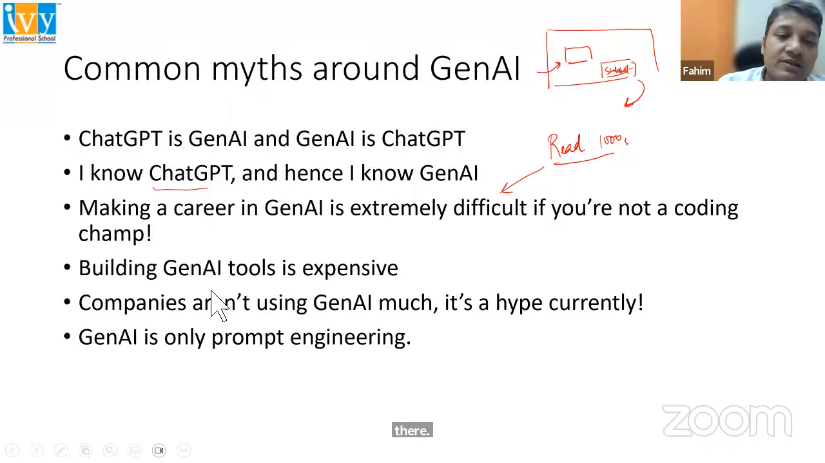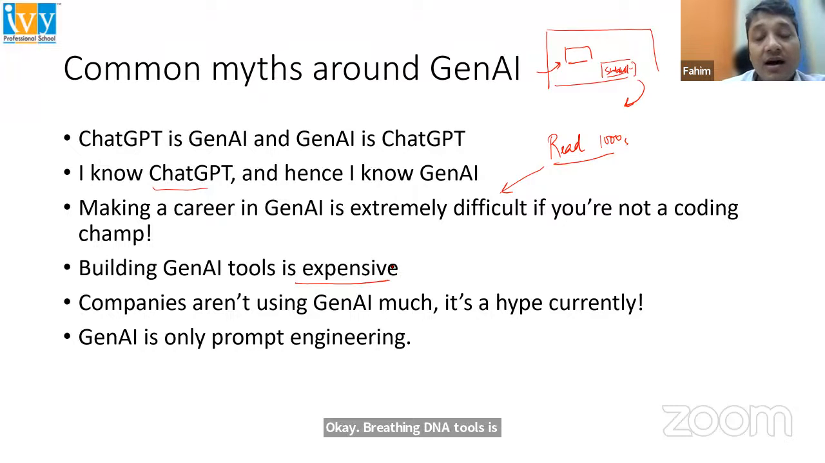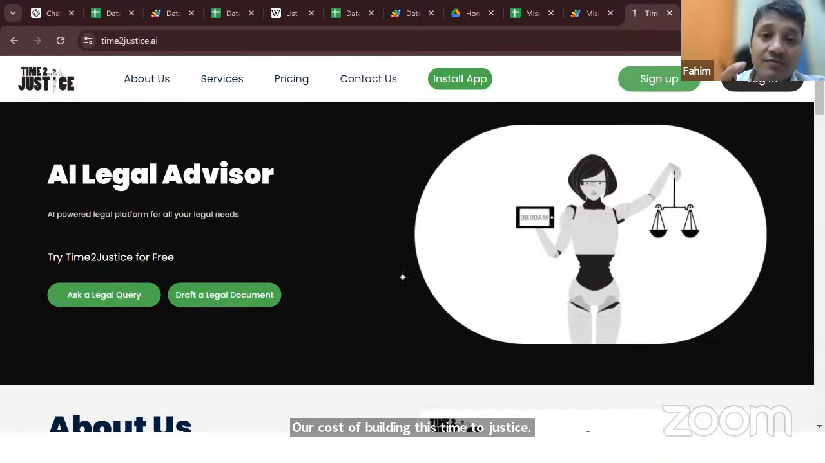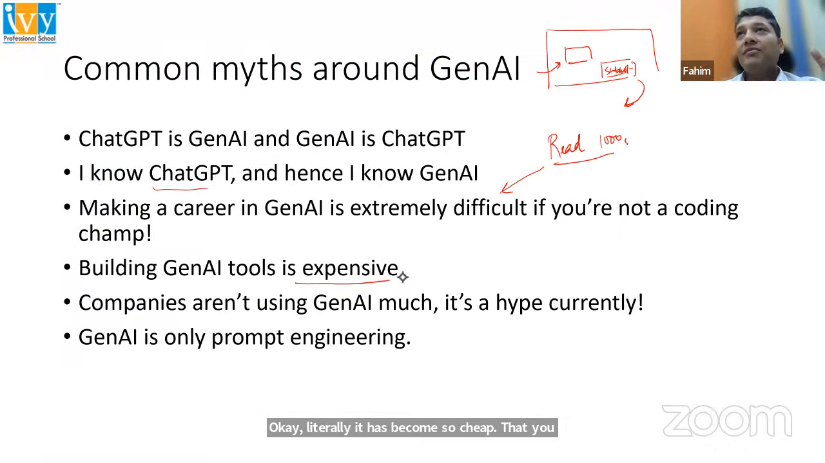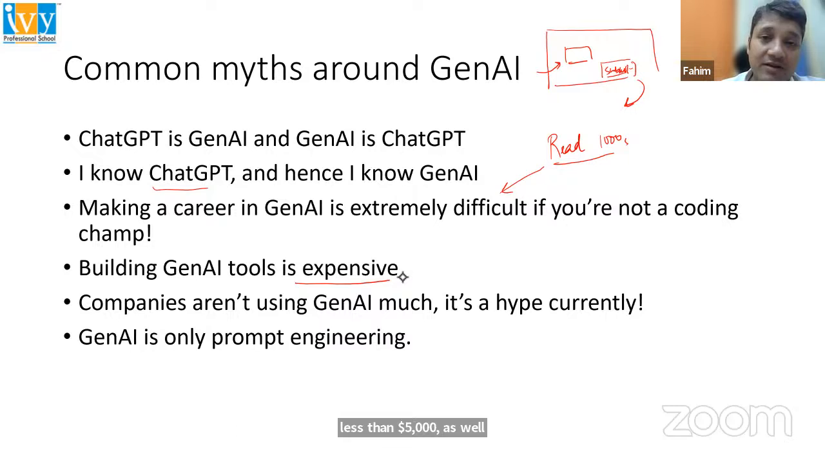Building GenAI tools is expensive? Not necessarily. Our cost of building Justice.ai was significantly cheap. There are people who are building GenAI tools for less than 10,000 rupees, or less than 5,000 rupees as well. Literally, it has become so cheap that you can build a feature or a platform or a tool that could save you lakhs daily by spending less than 5,000 rupees, less than $100 as well. So it's not expensive. It can be expensive if you're building your own private large language model, guys.